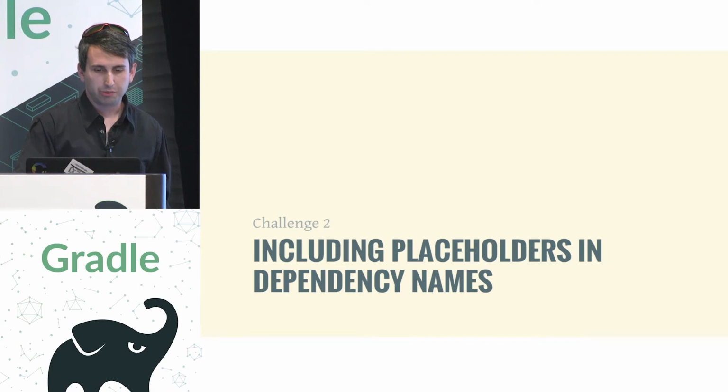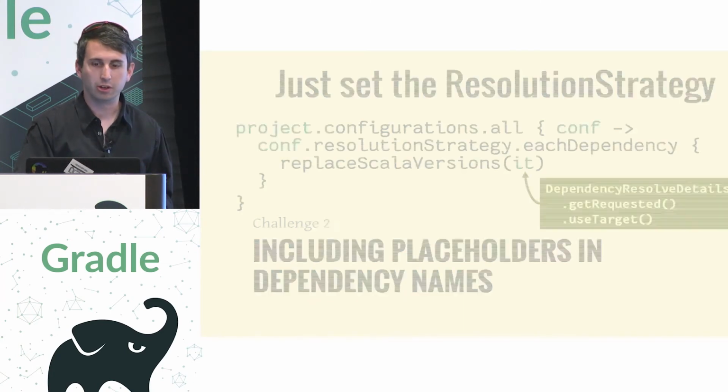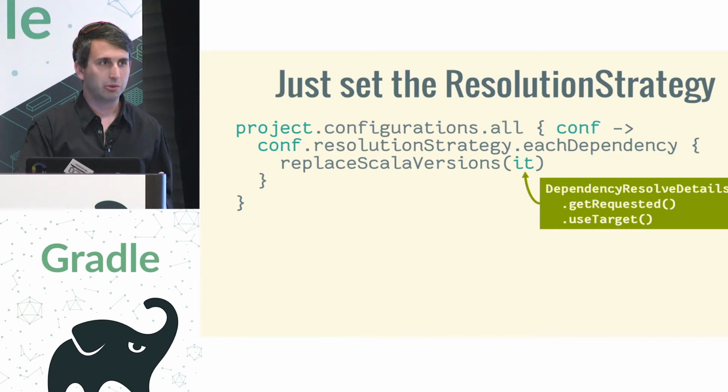Okay, so the second challenge was, how do I get it to resolve those placeholders in the dependencies list, like the percent Scala version and the underscore percent. And that is super easy. You just configure a resolution strategy on a configuration. So for all configurations, I set a resolution strategy, and it's got this function eachDependency, which will pass a DependencyResolveDetails instance to this function.